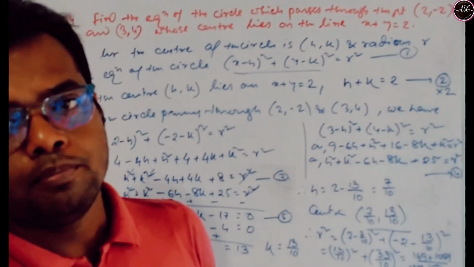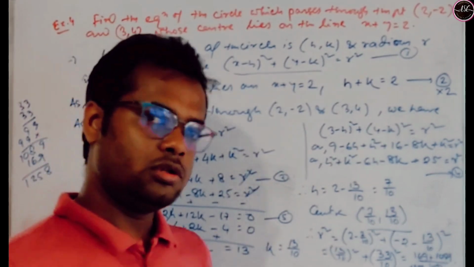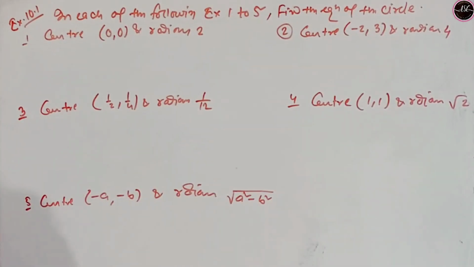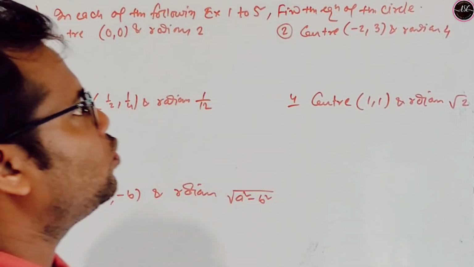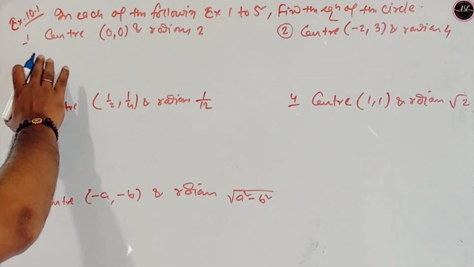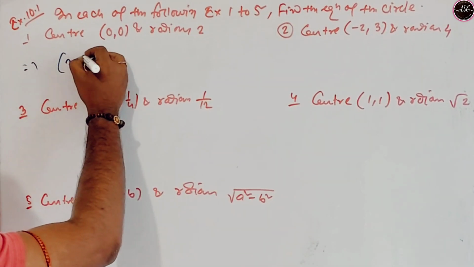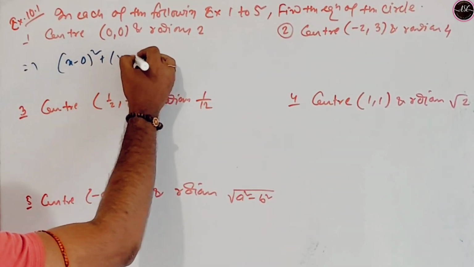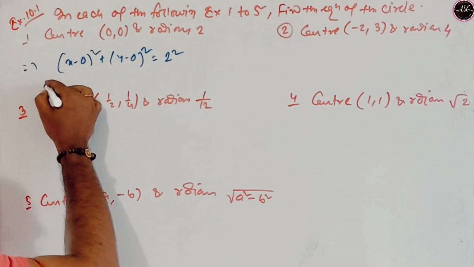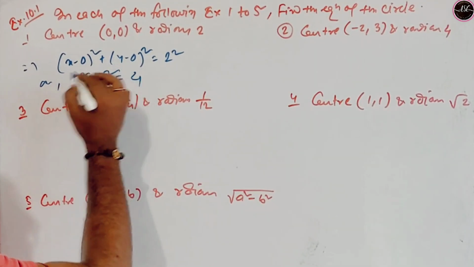Now we will solve exercise 10.1 of your NCERT textbook. Just look at this question. In each of the following exercises 1 to 5, find the equation of the circle. Center (0, 0) and radius 2. So simply (x minus 0) whole square plus (y minus 0) whole square equal to 2 square, or x square plus y square equal to 4. That will be the equation of the circle.